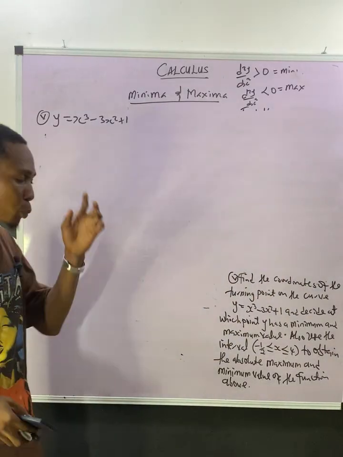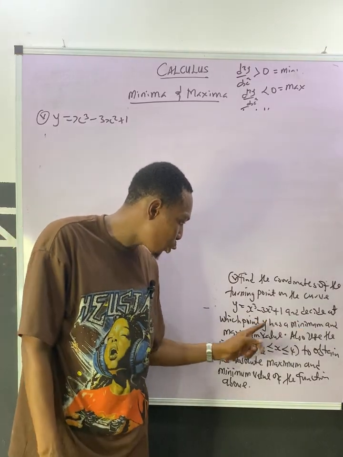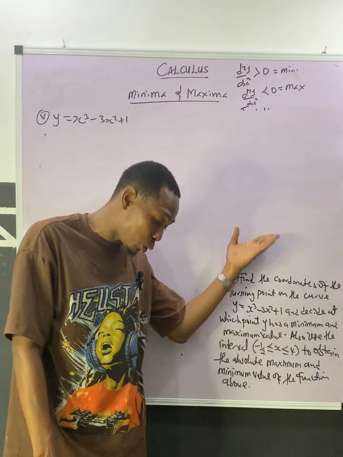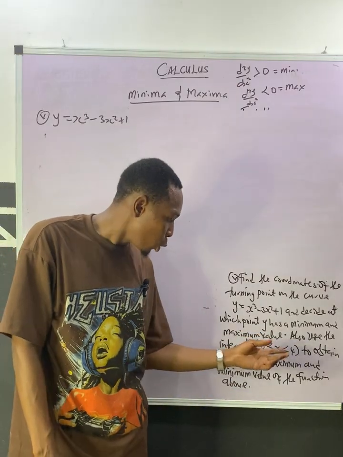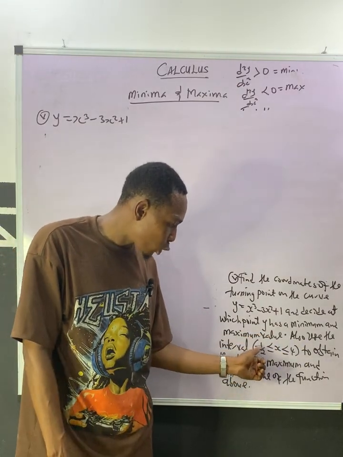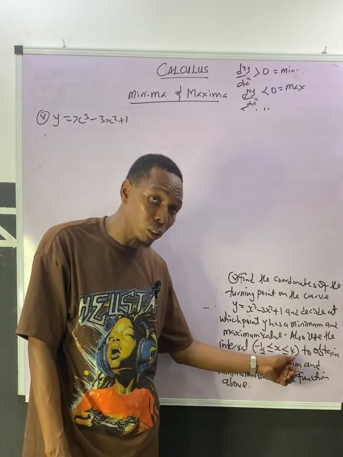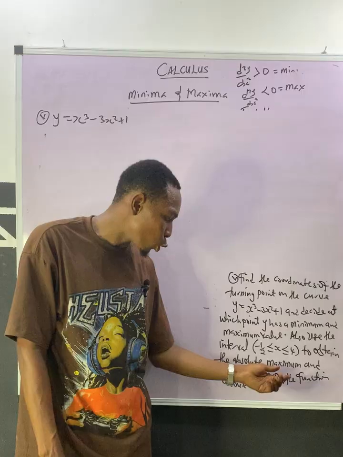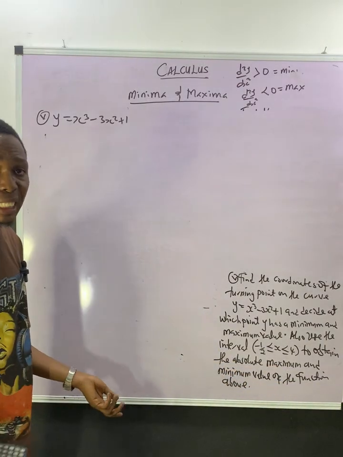So that the board will be spacious. This time around, they say to decide at which point y is minimum and maximum, almost the same thing as that. Then there's an additional question to it. They say also use the interval -1/2 to 4, to obtain the absolute maximum and minimum value of the function. So it's very easy as well.